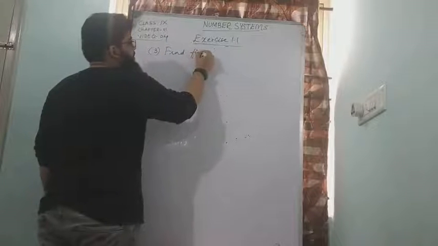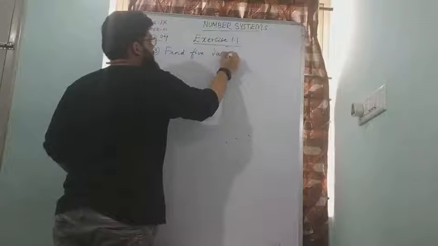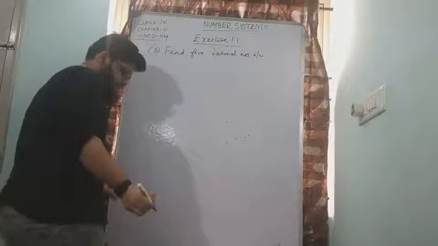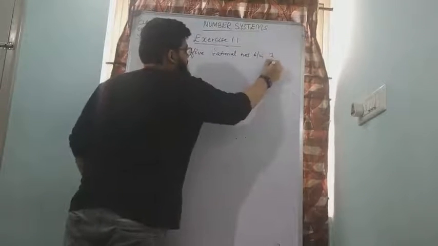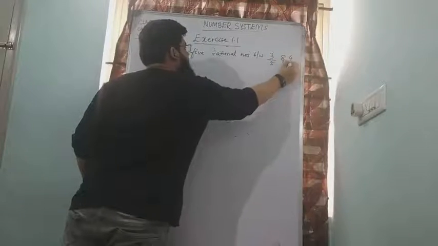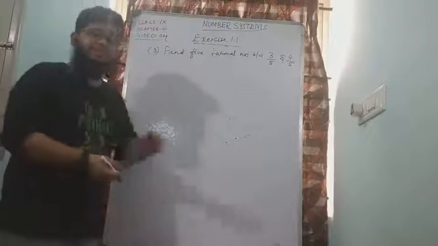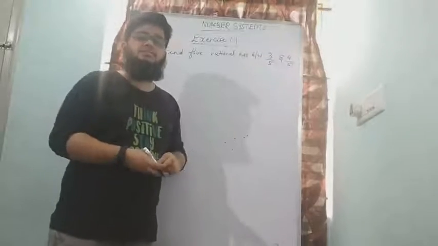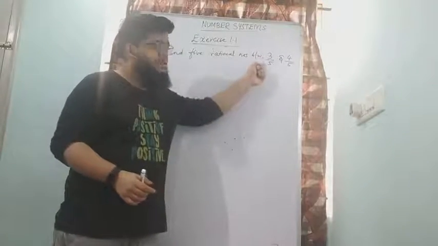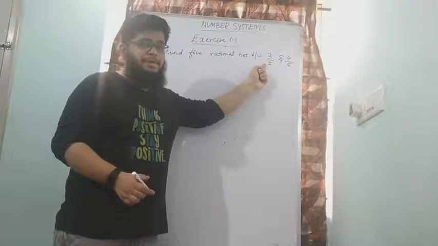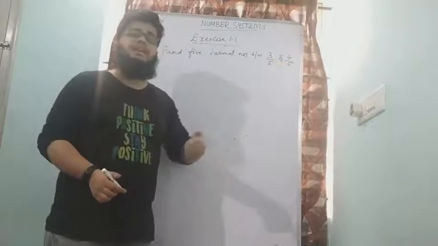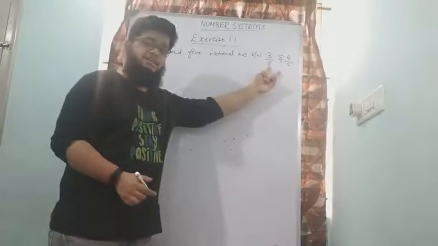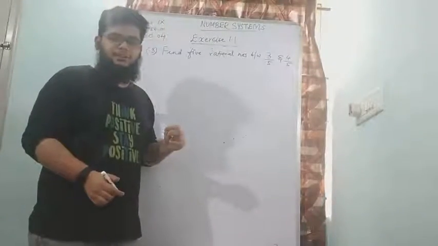Find 5 rational numbers between 3 by 5 and 4 by 5. Now in this question, these two are already converted into their rational forms. 3 by 5 is a rational number because it is in the form of p by q. 4 by 5 is also a rational number because it is in the form of p by q. So when they are already in the rational form, there is no need to convert into the rational forms again.